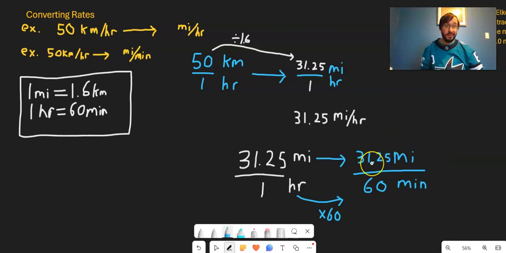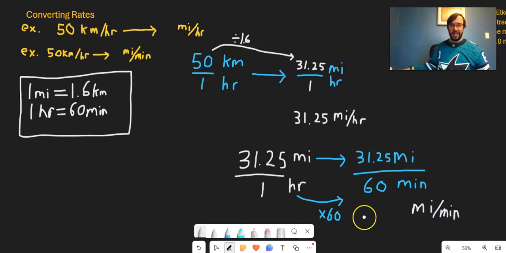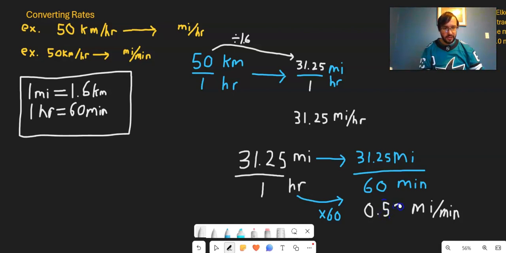In order to simplify this, we can just work out in our calculator 31.25 divided by 60, and that will turn this into miles per minute, and we won't have a fraction anymore. So a lot of the time when you're converting the denominator, there's usually a step you'll have to do at the very end. Okay, so we're just going to work out that last calculation now. 31.25 divided by 60. That gets us, and I'll just round to the nearest hundredth for this, 0.52 miles per minute.